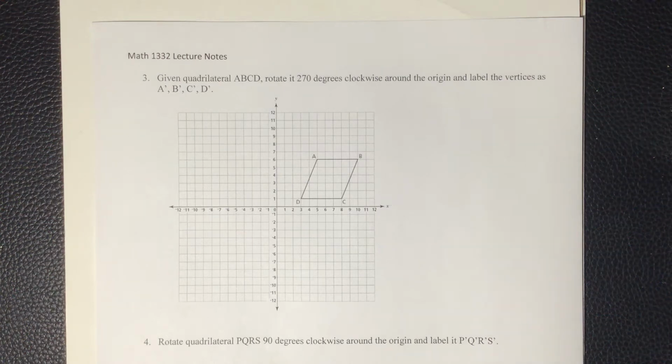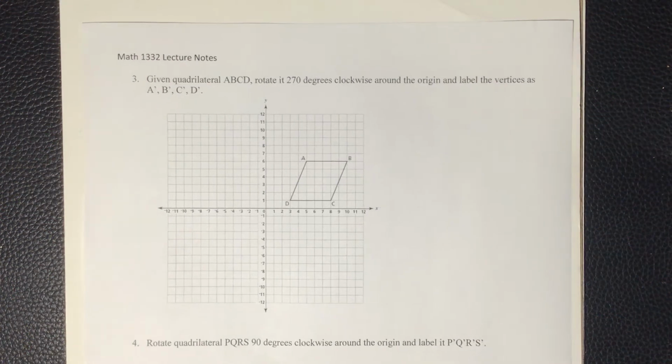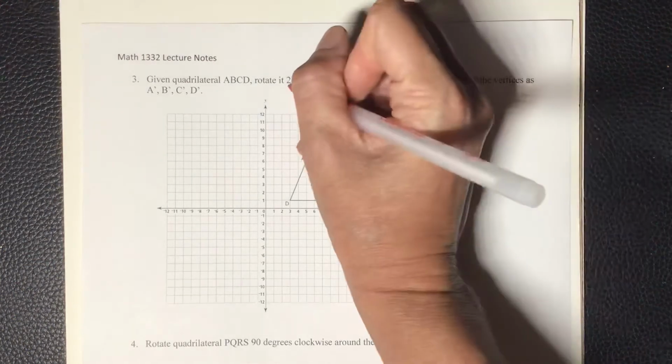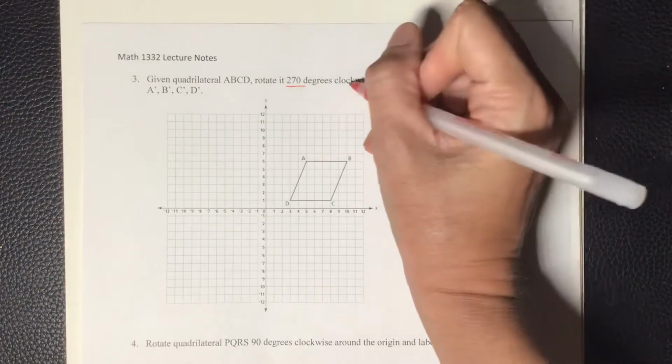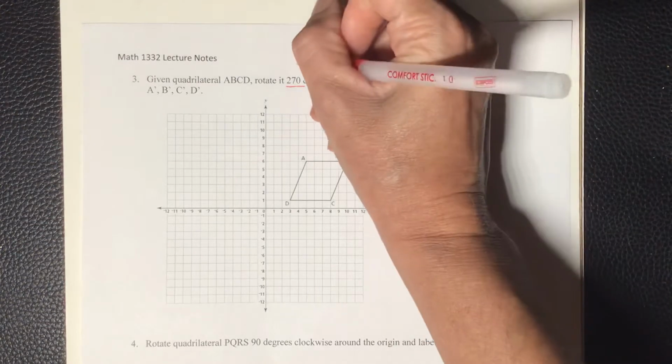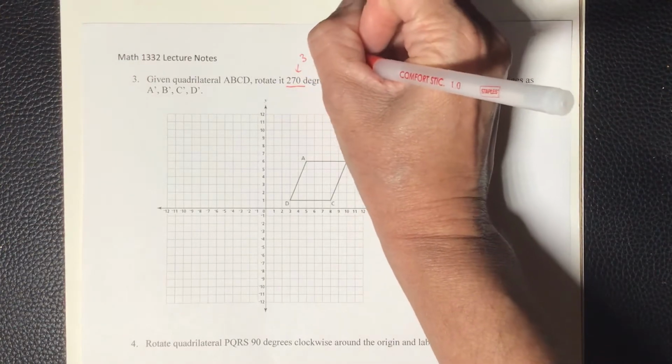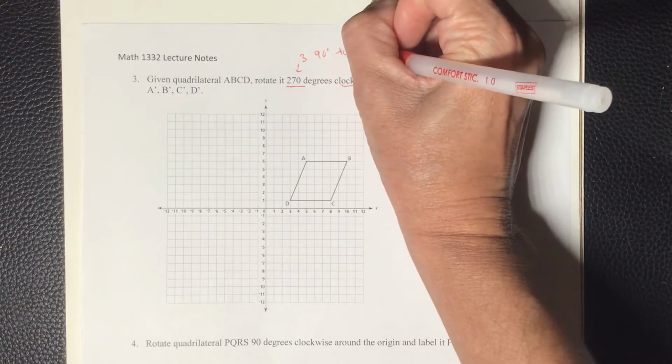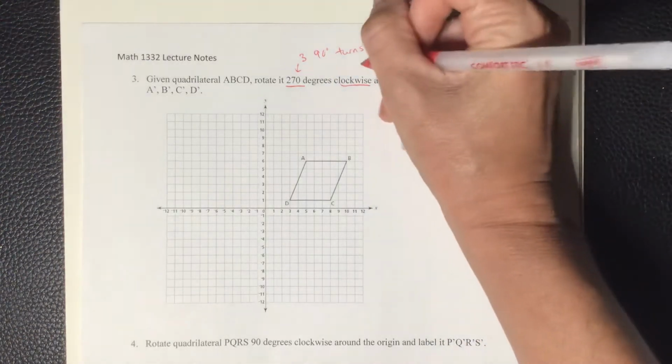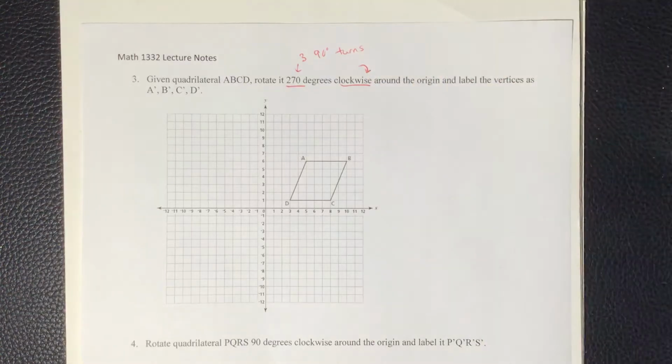Right, working with our rotations, we're on number 3. This is the same graph that we used for number 1 and number 2. We're going to rotate it 270 degrees clockwise. So that is equivalent to 3 90-degree turns. So we do want to go clockwise, which is the direction that the clock runs.